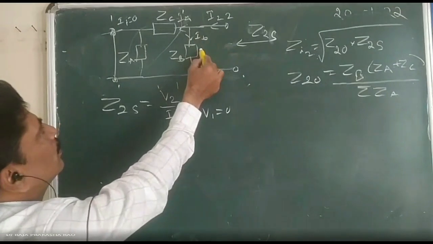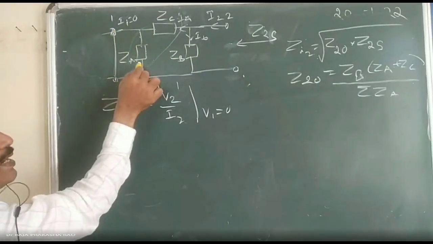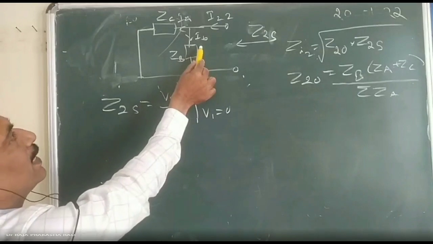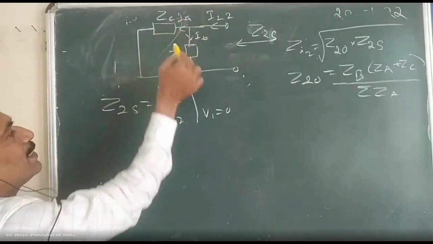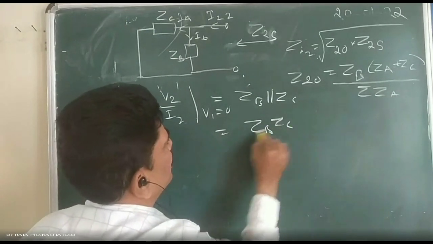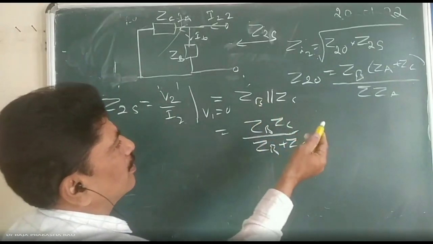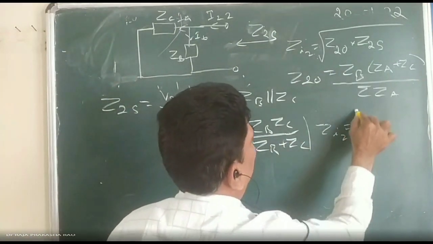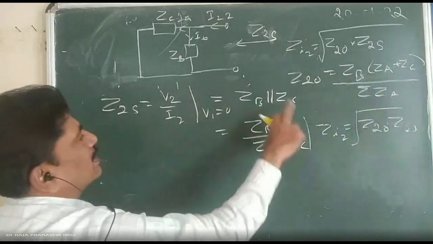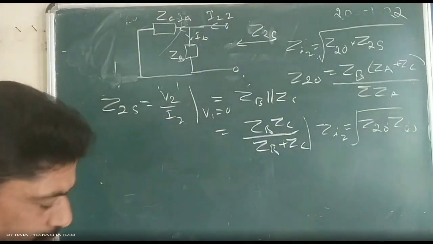From this end, see current I2 splits into two. Now this IA is flowing. Here what is happening? The short circuit is in parallel with this, so ZA will become 0. Then the circuit will be reduced to a network having only two impedances, ZB and ZC. So I2 splits into IB and IC, and ZB and ZC are in parallel. So Z2S is equal to ZB in parallel with ZC, which is ZB into ZC by ZB plus ZC. So Z2S is known, Z20 is known. ZI2 will be equal to under root Z20 into Z2S. Just substitute these terms: Z2S is ZB into ZC by ZB plus ZC, and Z20 is ZB into ZA plus ZC by sigma ZA. You substitute that, you will get ZI2.